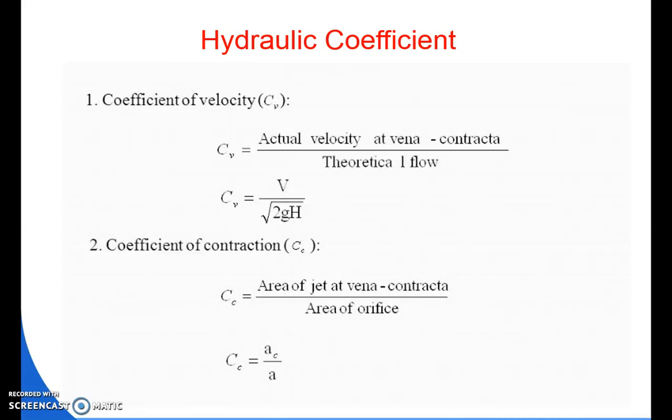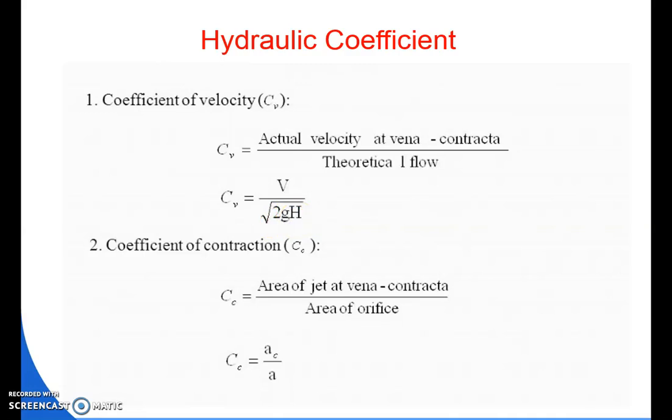Now the coefficient of velocity is expressed as Cv. Cv is equal to the actual velocity of fluid at the vena contracta divided by the theoretical velocity of fluid. Cv is equal to V divided by square root of 2gh.